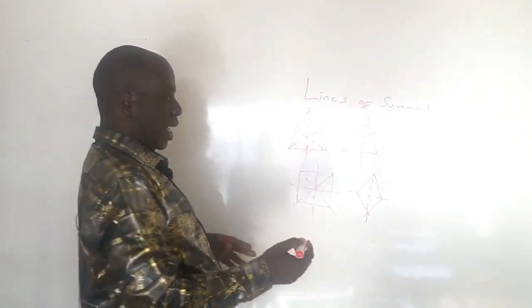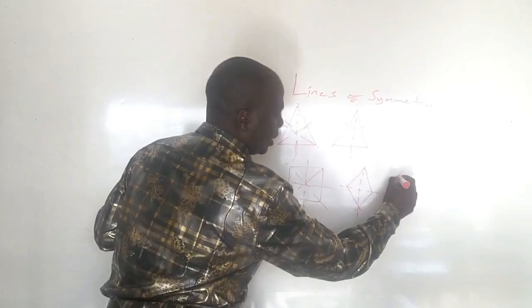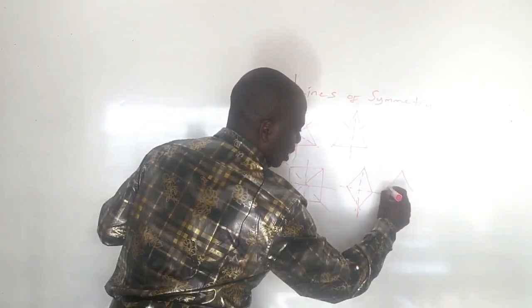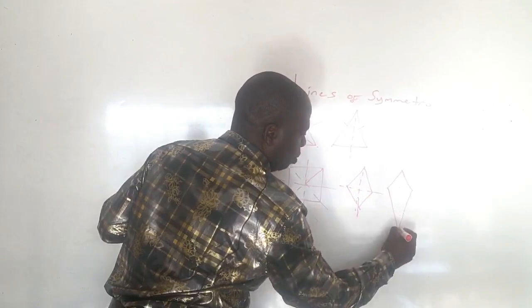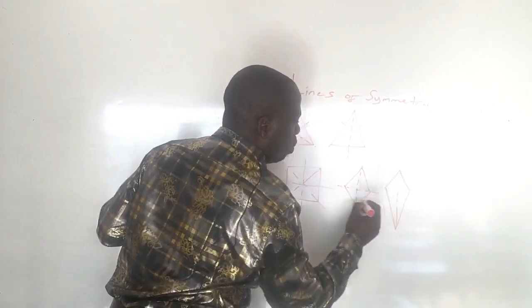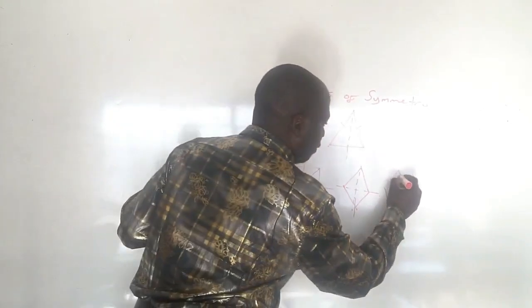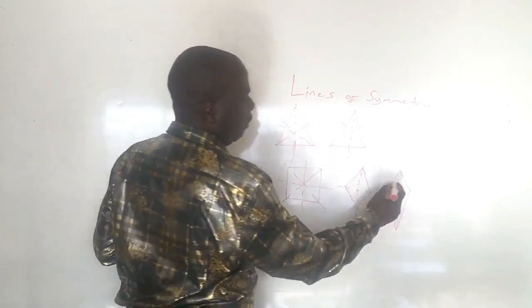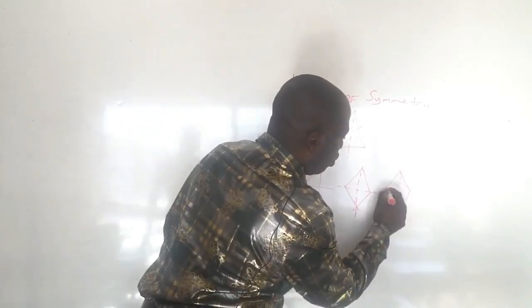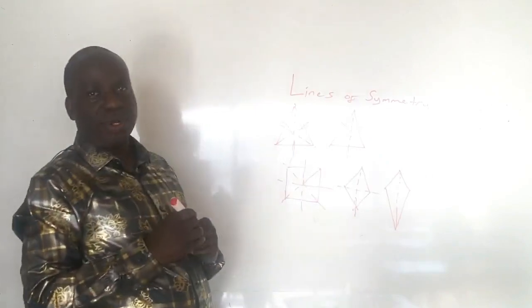Then we've got a kite. A kite is like this, and this one is a bit long. It has one line of symmetry. It means if you fold, this corner will meet this corner.